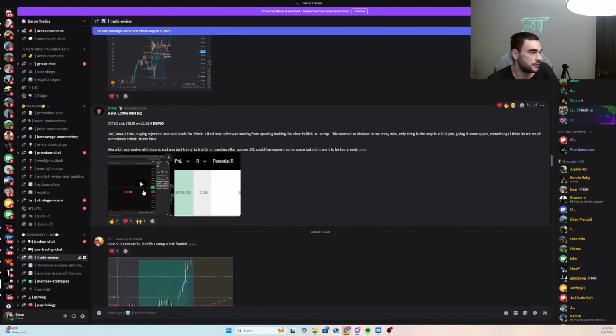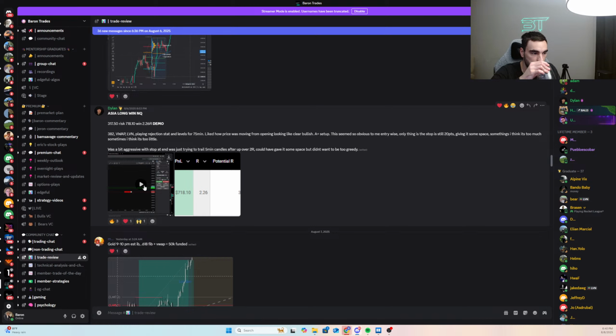Asia long win NQ, 317 risk, 718 win, 2.26 RR. Okay, exact same trade. How price was moving was looking like a clear bullish A+ setup. This seems so obvious to me entry wise. Only thing is the stop is 20 points, giving it some space, thinking it's too much. Sometimes I think it's too little. Was a bit aggressive with the stop at the end as I was just trying to trail 5-minute candles, but didn't want to be too greedy.